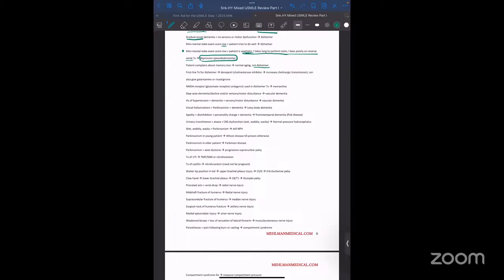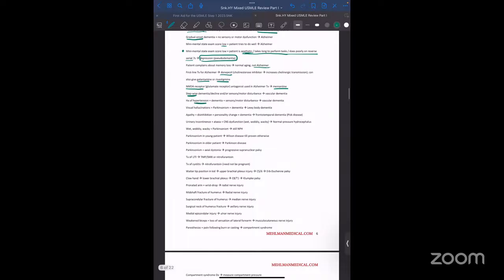First line treatment for Alzheimer's is donepezil, rivastigmine, galantamine, which are cholinesterase inhibitors, increase cholinergic transmission. So Donepezil, Rivastigmine, Galantamine, First Aid mnemonic. Then NMDA receptor, glutamate receptor antagonist used in Alzheimer's treatment is memantine. Stepwise dementia or decline and or sensory motor disturbance is vascular dementia.